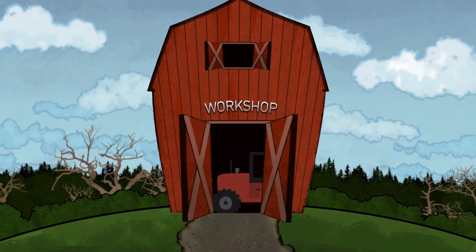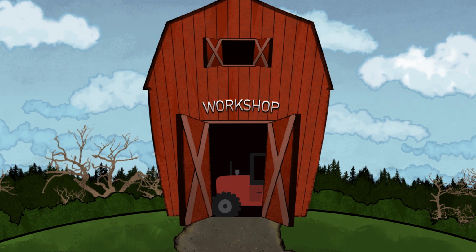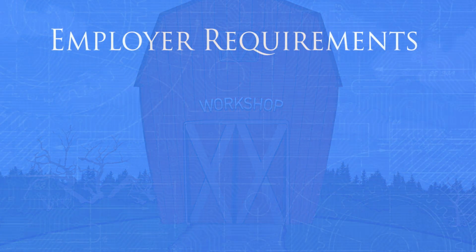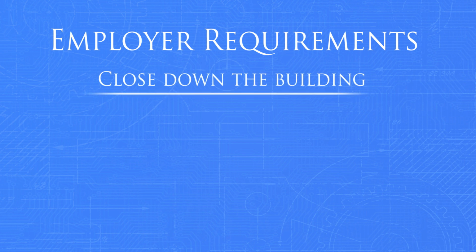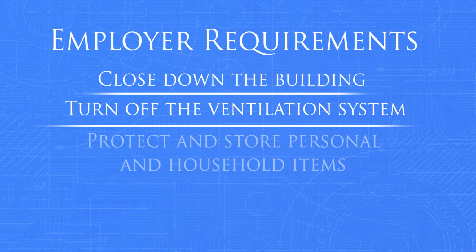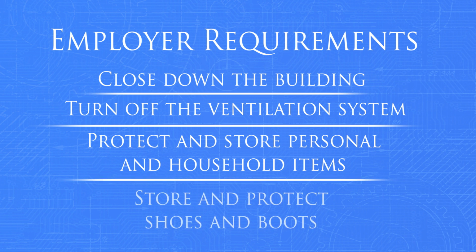Agricultural structures that can be occupied must be closed and secured prior to any application. The employer is responsible for closing down the building, turning off the ventilation system, which includes AC units along with air intake systems, protecting and storing personal and household items, and shoes and boots.